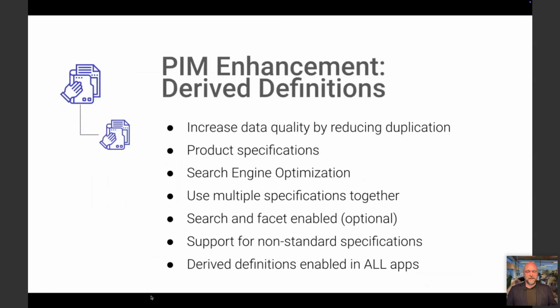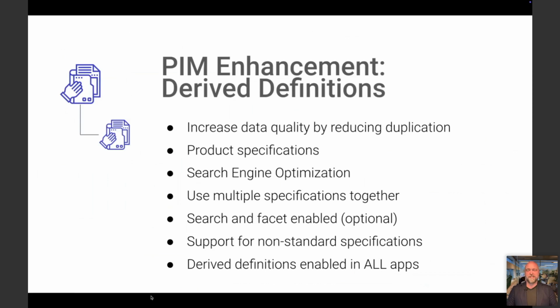So the PIM enhancement of our derived definitions increases data quality by reducing duplication. You can do product specifications now. You can do search engine optimizations as just two examples. It can be used for many other things as well. But those are just sort of a couple of concrete scenarios to give you a sense of what it can do. You can also use multiple specifications together if it makes sense. You can do search and facet enabling on those specifications. It's optional, so you don't have to, but it's there. It's just a little enablement, and off we go.